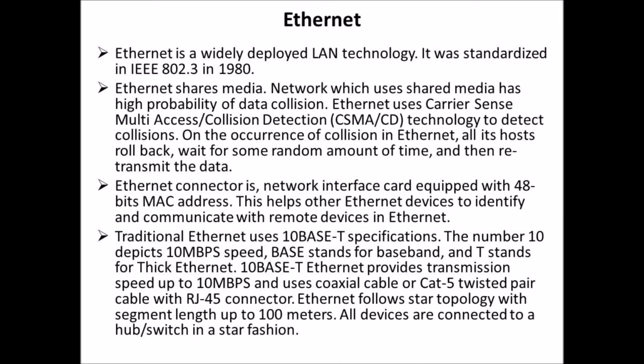Traditional Ethernet uses 10 Base T specifications. The number 10 depicts 10 Mbps speed, base stands for baseband and T stands for thick Ethernet. 10 Base T Ethernet provides transmission speed up to 10 Mbps and uses coaxial cable or Cat5 twisted pair cable with RJ45 connector. Ethernet follows star topology with segment length up to 100 meters. All devices are connected to a hub or switch in a star fashion.